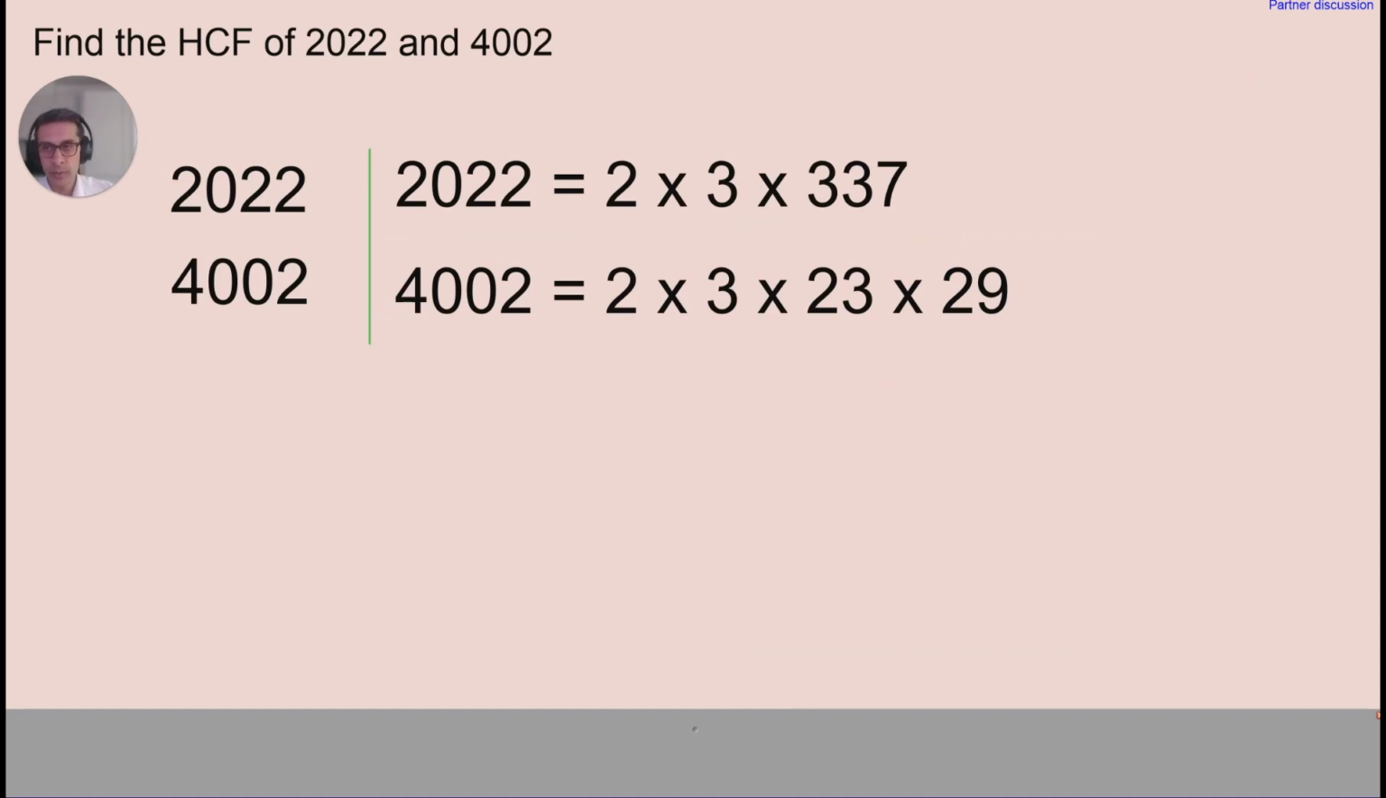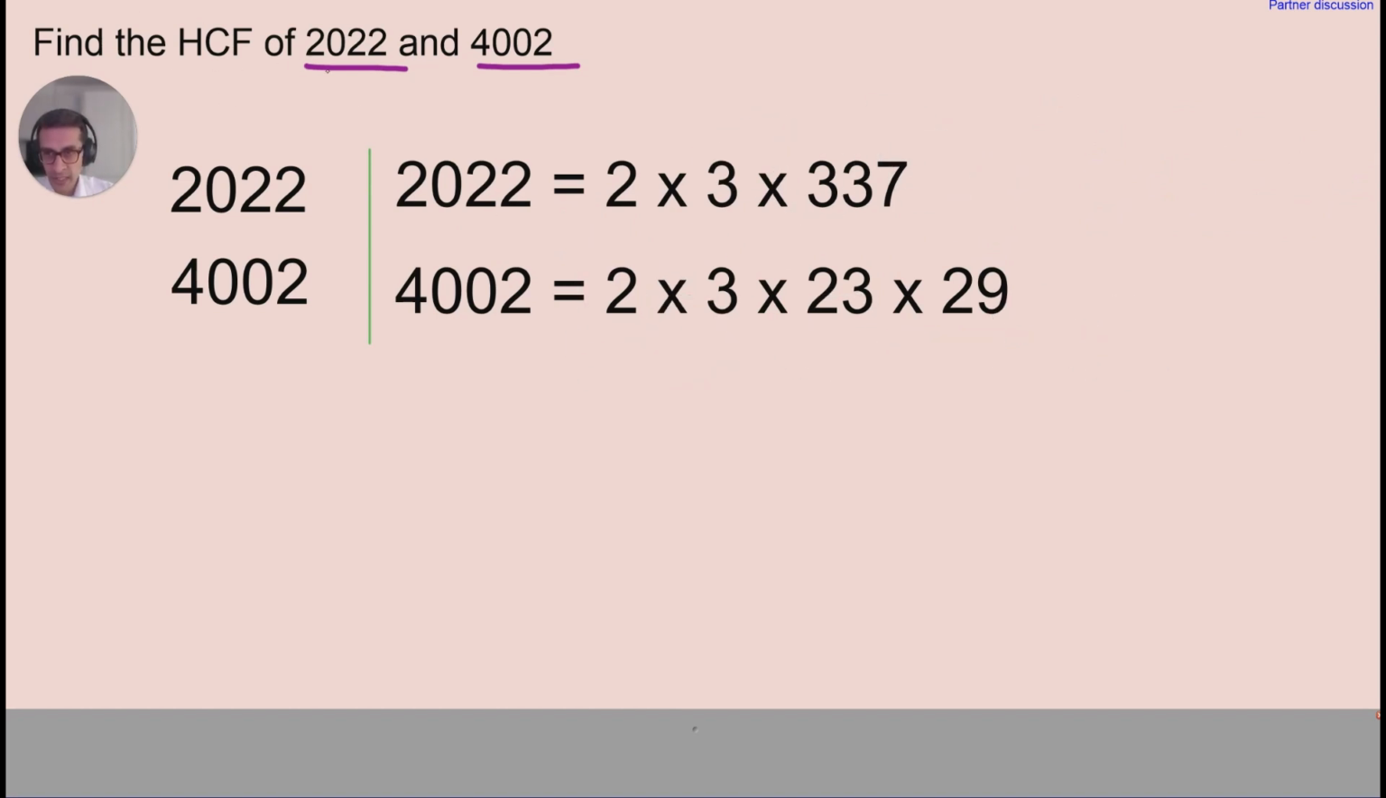Okay, so some more problem solving questions. It says find the highest common factor of 2022 and 4002. One way to do this is to just write these out with the bus stop method. That could get quite long. Luckily, the question has provided us with the prime factor breakdown. And this one is not a very nice number to deal with, but luckily we don't have to.